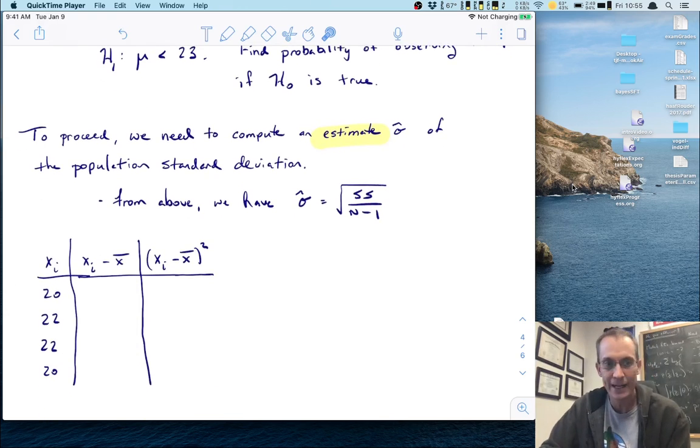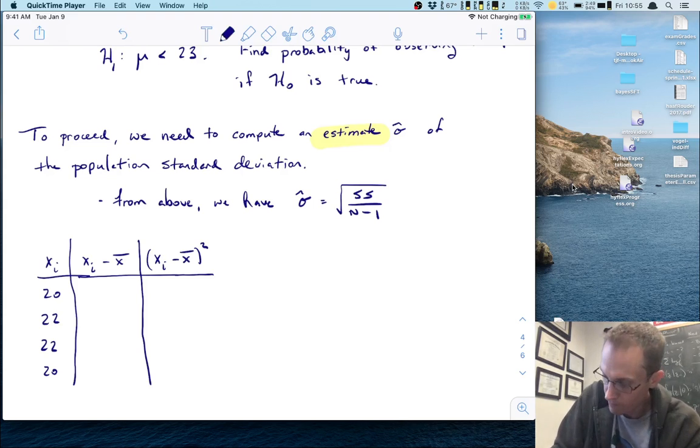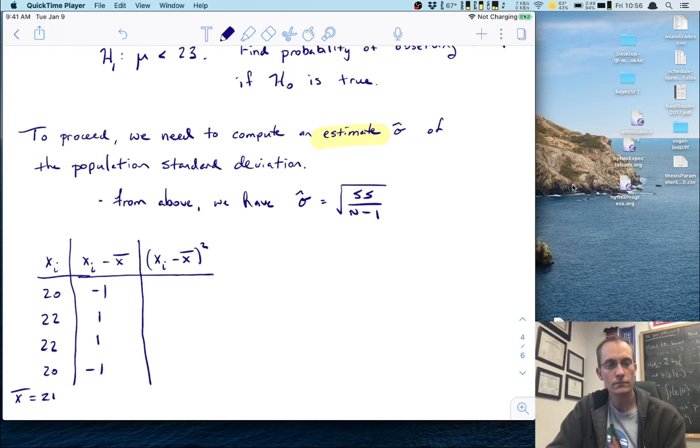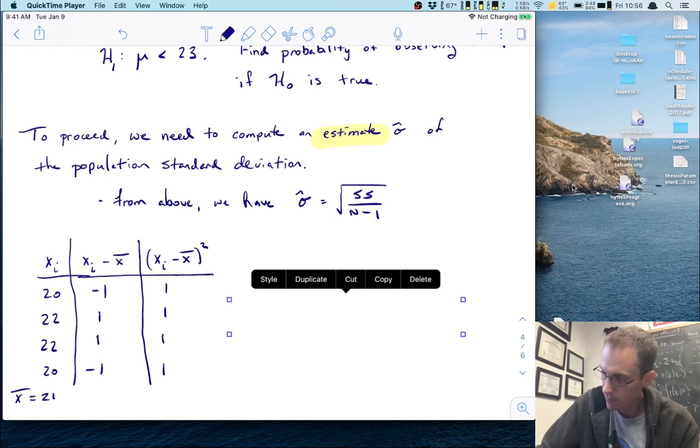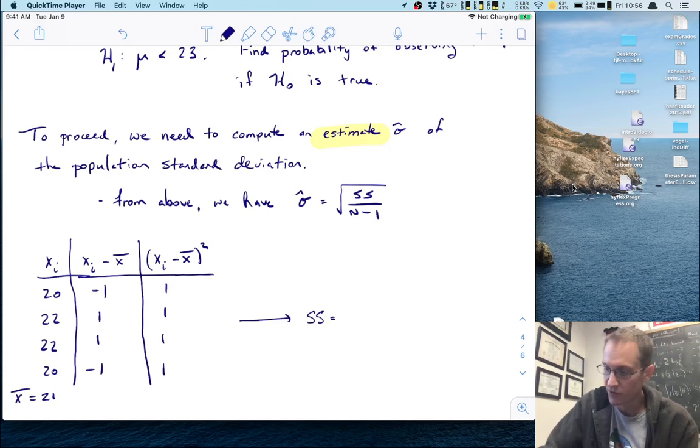All right, so let's take our data, let's put it into a nice tabular format. Now first of all, the mean was 21. Let's go ahead and write that here. So let's take each data point and subtract the mean. So 20 minus 21 would be a negative 1. 22 minus 21 would be a positive 1. And then a positive 1, and then a minus 1. Those are the deviations. We want to square the deviations, so we'll take each of these and square them. They each turn out to be 1 in this case. And so this gives us an SS, a sum of squares, of 1, 2, 3, 4.